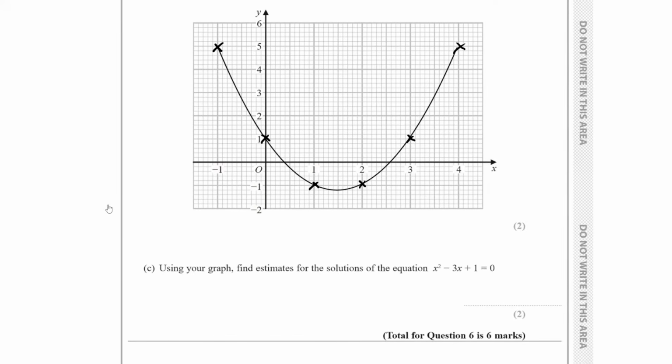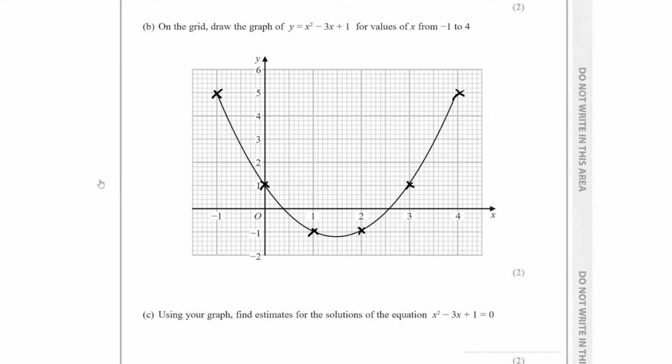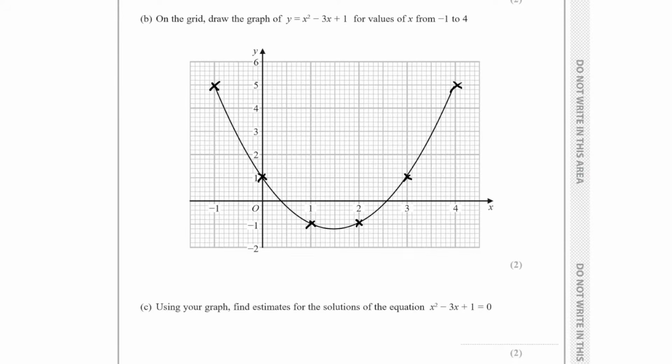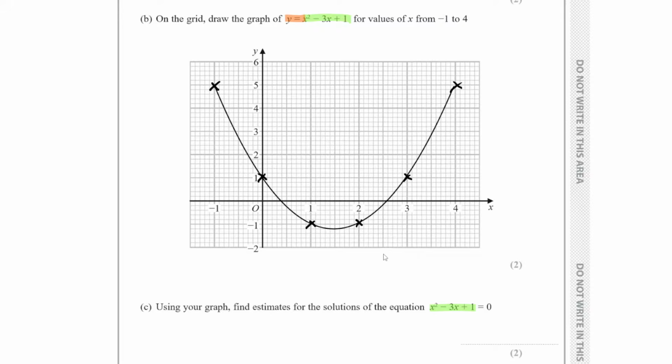Okay, part C, using your graph, find estimates for the solutions of the equation x squared minus 3x plus 1 equals 0. This is really easy. Easiest 2 marks yet. So just as a quick explanation of what this means, did you see how originally we had x squared minus 3x plus 1, and here we have again x squared minus 3x plus 1. That has not changed. What has changed is originally we had y on the other side. Now we have 0. So that means we're looking at when y is 0 on this graph. Now where is y 0? That would be here, this line, the x-axis effectively. That is where we're looking at.